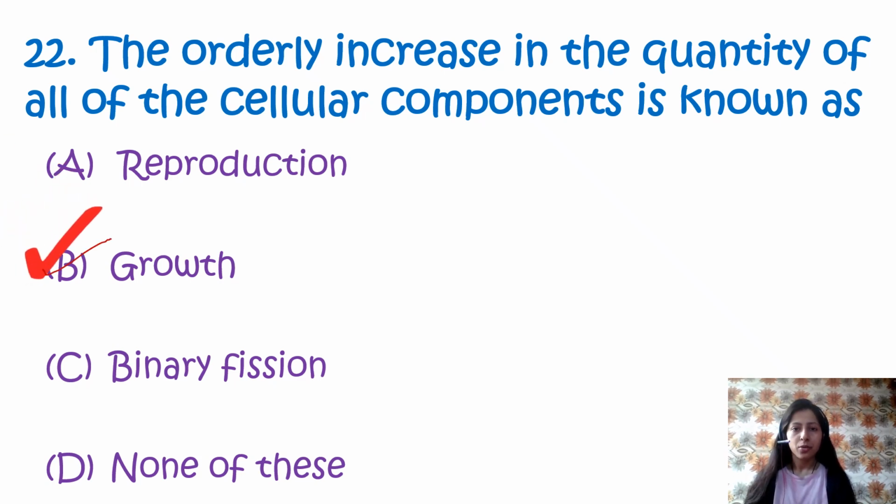Reproduction क्या होता है? In which organisms make a copy of themselves and provide for their survival. Whereas binary fission क्या होते हैं? Binary fission is a type of asexual reproduction which is mainly seen in bacteria. A single cell, that means single-cell organisms, it splits into 2 individual organisms.